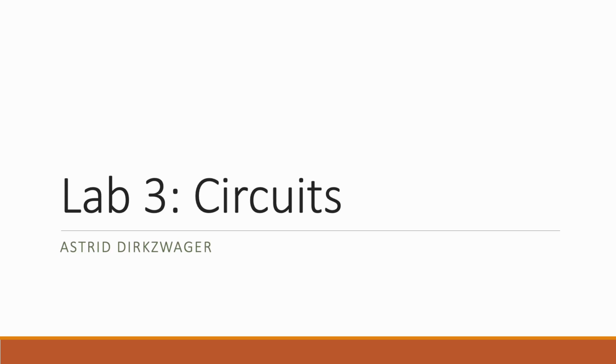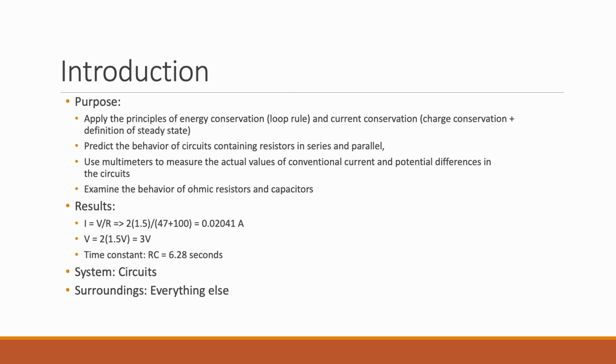This is Lab 3, Circuits for Physics 2212. For the purpose of this lab, I applied the principles of energy conservation and current conservation. We predicted the behavior of circuits containing resistors in series and parallel. We used multimeters to measure the actual values of the conventional current and potential differences in the circuits, and then we examined the behavior of the ohmic resistors and capacitors.